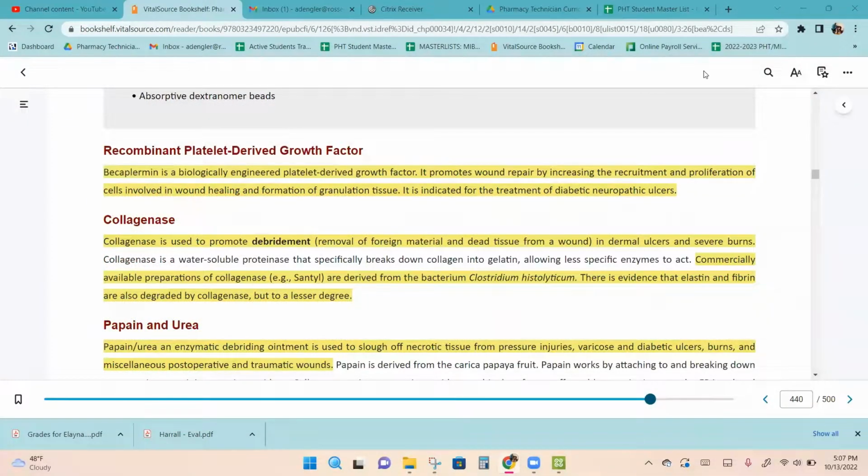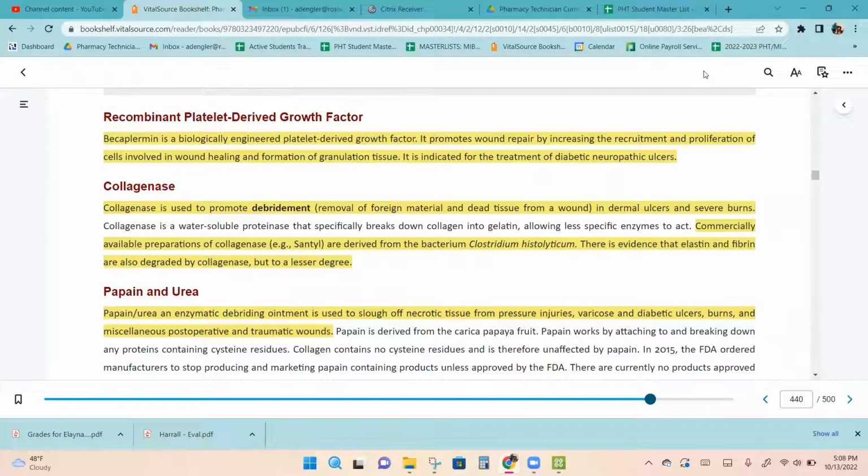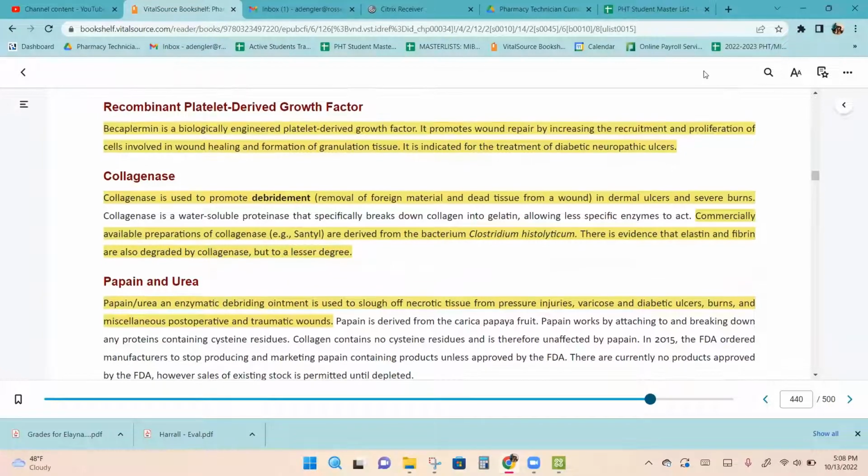Becaplermin is a biologically engineered platelet-derived growth factor. It produces wound repair by increasing the recruitment and proliferation of cells involved in wound healing and formation of granulation tissue. It is indicated for the treatment of diabetic neuropathy ulcers.